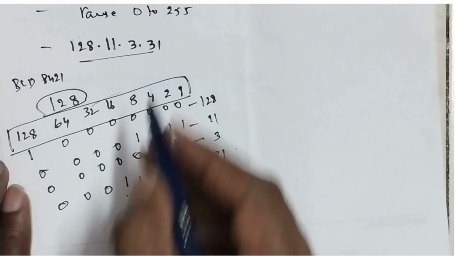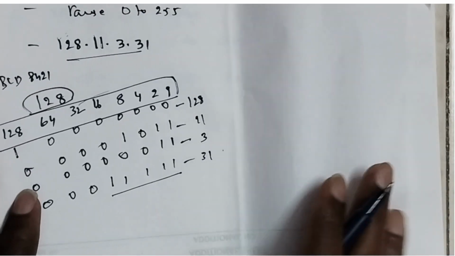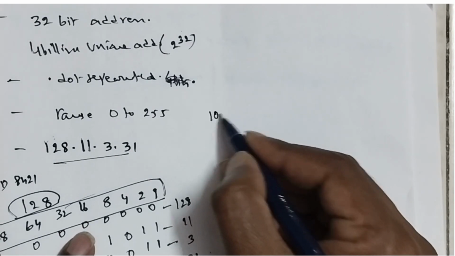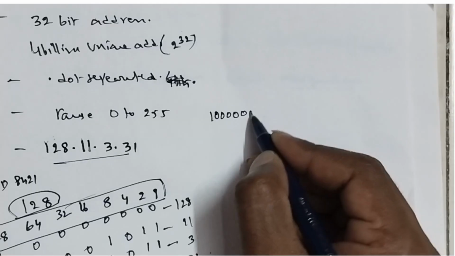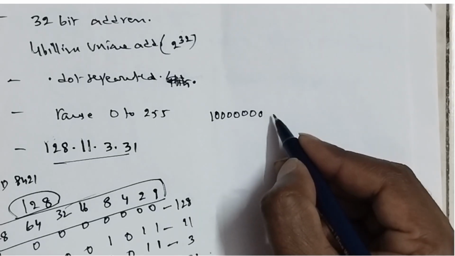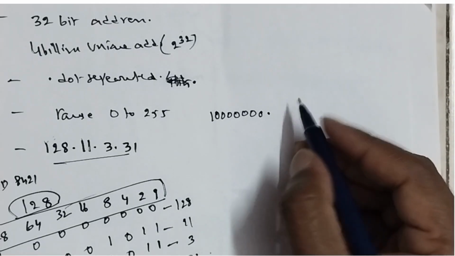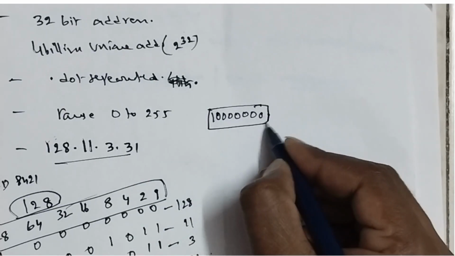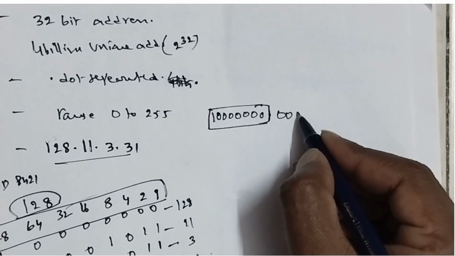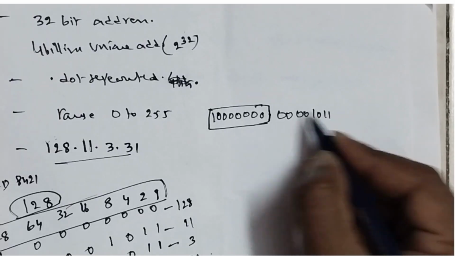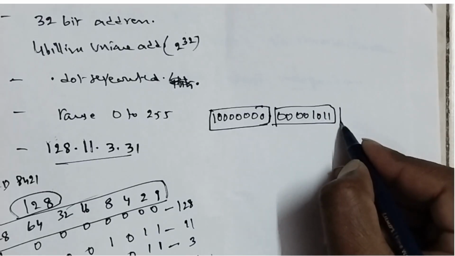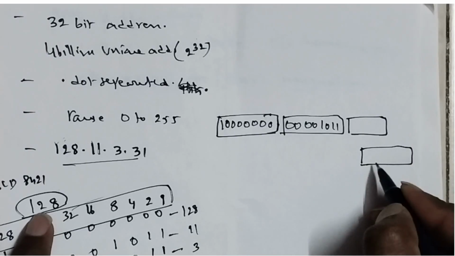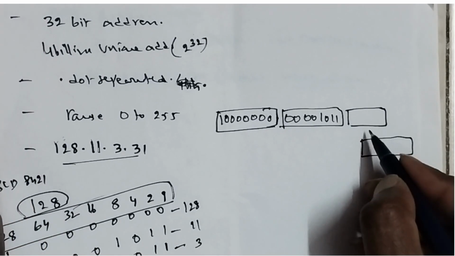So this is 8421. How will it come out? It comes out like 1 followed by 7 zeros, dot, then the next part, 0 0 0 0 1 0 1 1, is the second part, then the third part and the fourth part. Here the third part is all zeros.